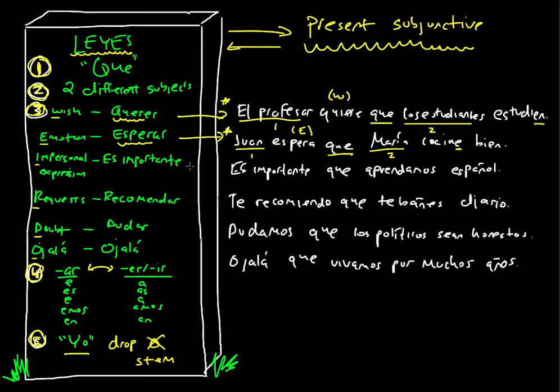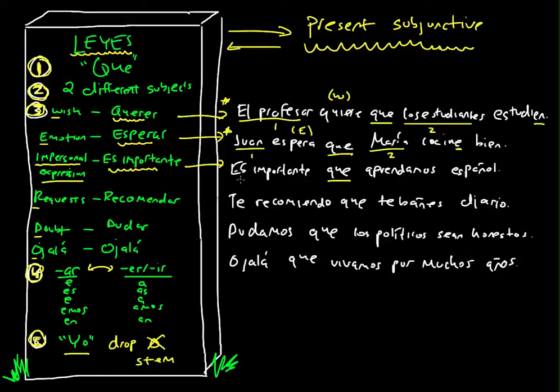Impersonal expression, okay? And our phrase over here is es importante. Okay, what does it mean to have an impersonal expression? Well, it doesn't have a person. Okay, and so es functions like the phrase it's. Okay, so let's check this sentence.